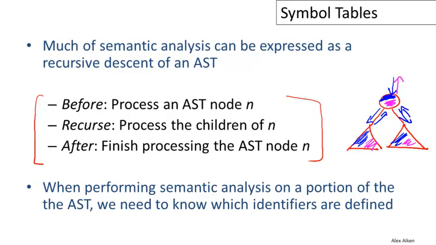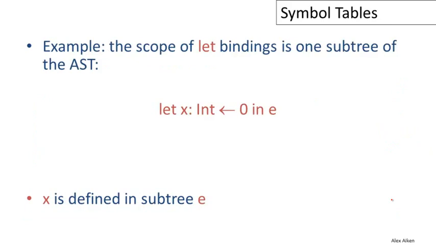There are some instances in which we'll only process each node before we process the children, some where we only process each node after we process all the children, some where we do both, as illustrated here in this little diagram. And returning to the main topic of this video, when we're performing semantic analysis on a portion of the abstract syntax tree, we're going to need to know which identifiers are defined, which identifiers are in scope. An example of this kind of recursive descent strategy is how we can process let bindings to track the set of variables that are in scope.